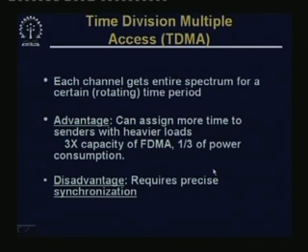Each channel gets the entire spectrum for a certain time period, a rotating time period. So, whenever the time is allotted to that particular channel, it gets the entire spectrum to itself. So, it can send the data at a very high rate. Advantage is that it can assign more time to senders with heavier loads. By doing that it gains some kind of efficiency advantage over FDMA, and another side of the same coin is that you can reduce the power consumption. Disadvantage is of course that it requires precise synchronization, which we talked about, which needs some doing.